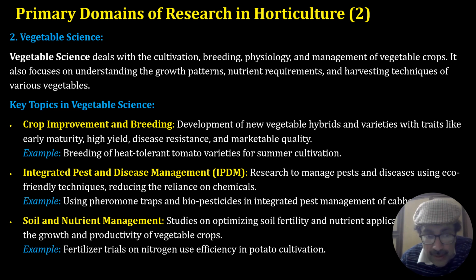The third key topic under this domain would include soil and nutrient management research, and this basically means studies on optimizing the soil fertility and nutrient application, and studying their effect on the growth and productivity of vegetable crops. An example would include fertilizer trials on nitrogen use efficiency in potato cultivation.